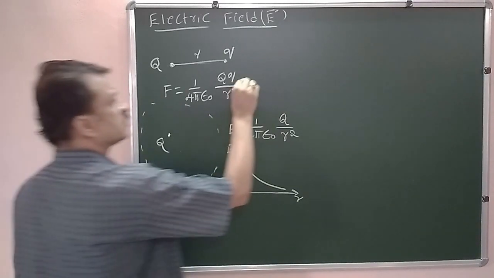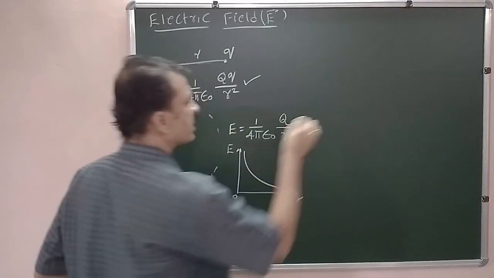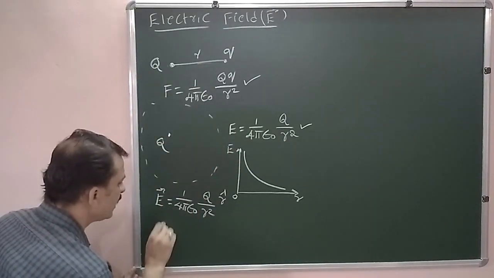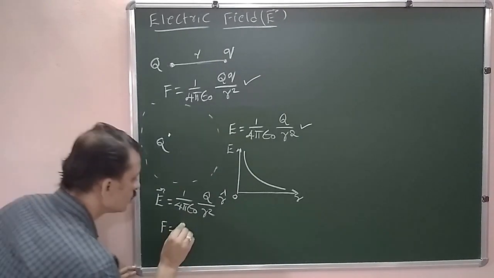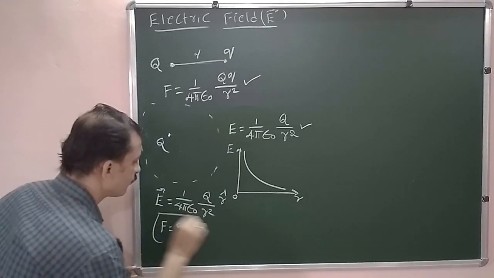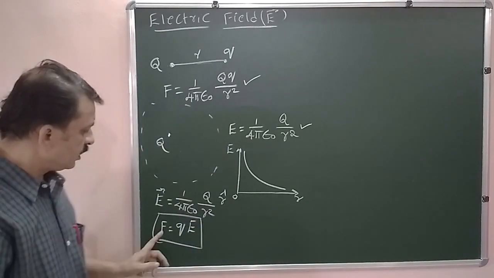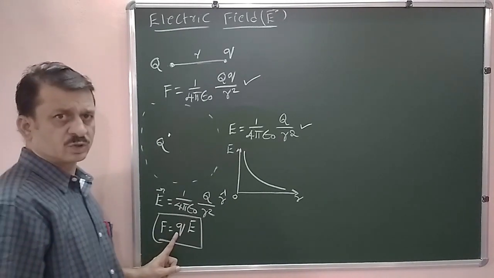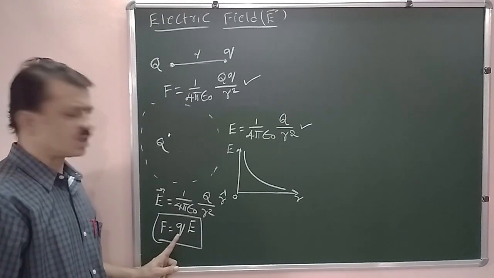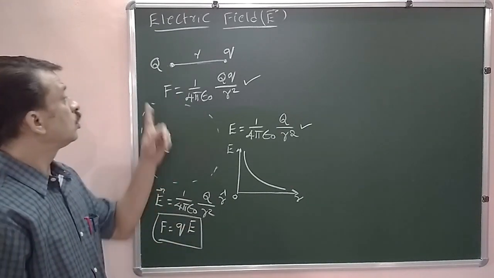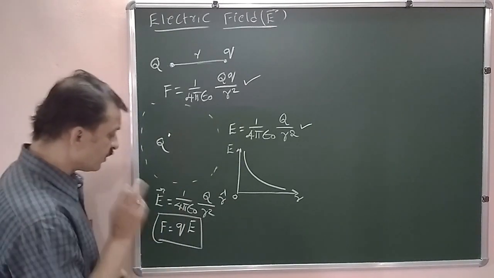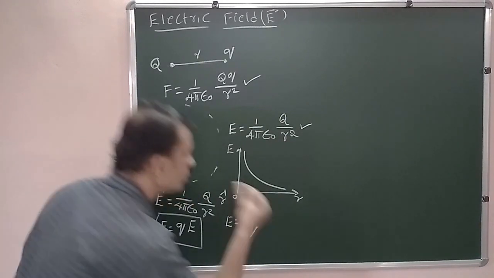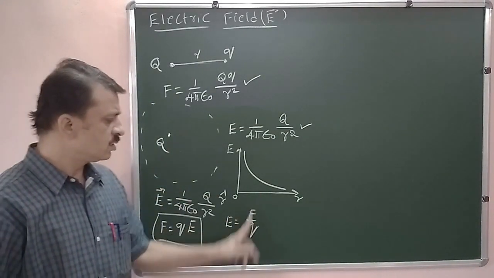Now look at these two expressions. This is the magnitude of the force and this is the magnitude of the electric field. So from these two relations, we can write force is equal to small letter q into E. So we are getting an important relation. In magnitude, the force is equal to small letter q, that is the charge of the unit test charge, and the electric field due to a larger charge. So from this, we have electric field E is equal to F by q.